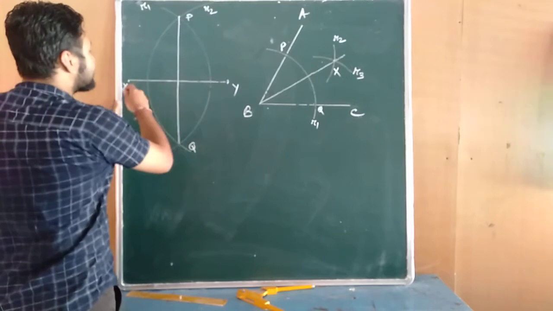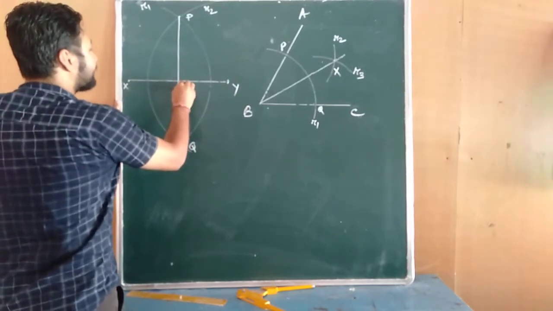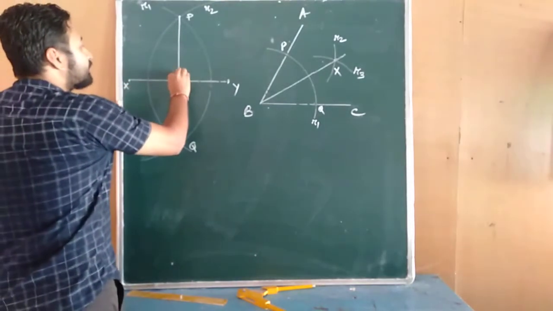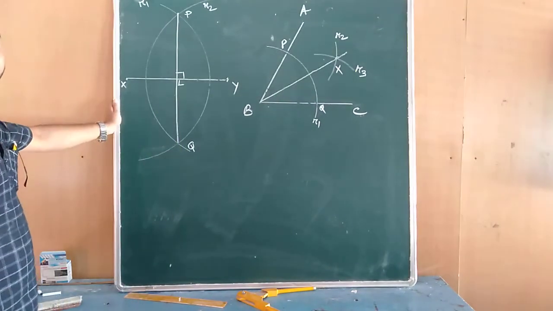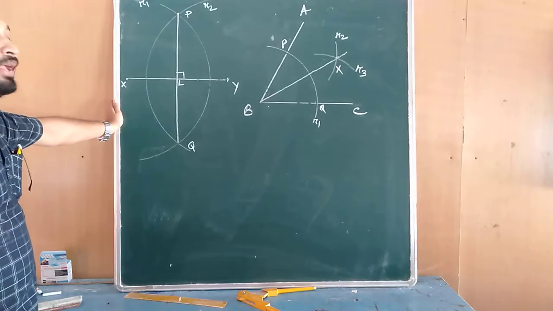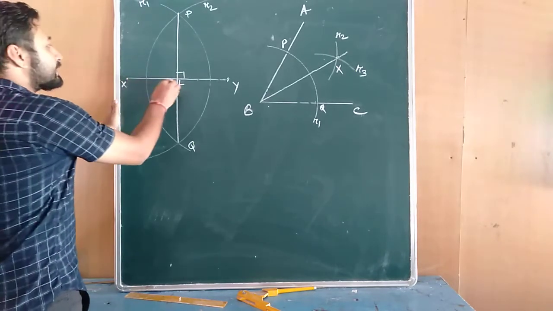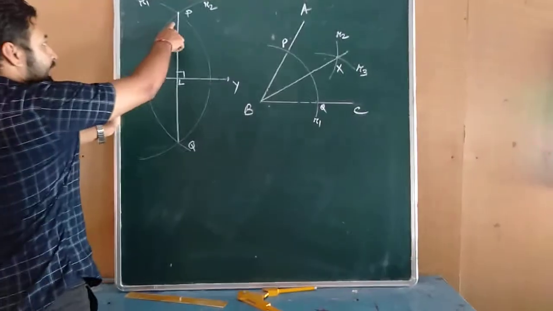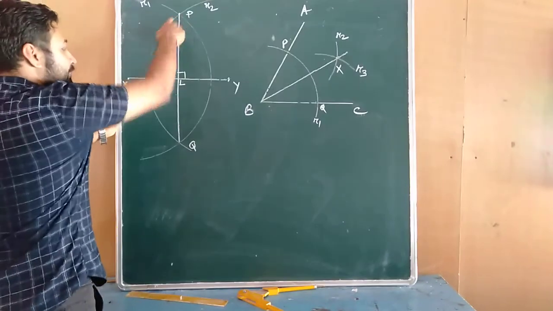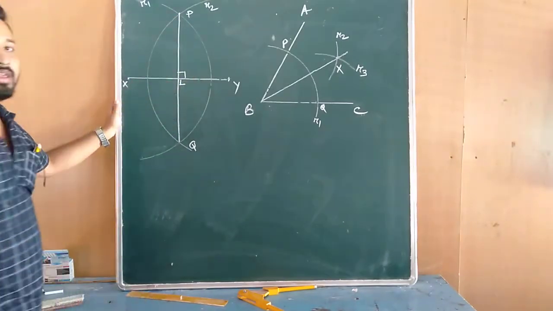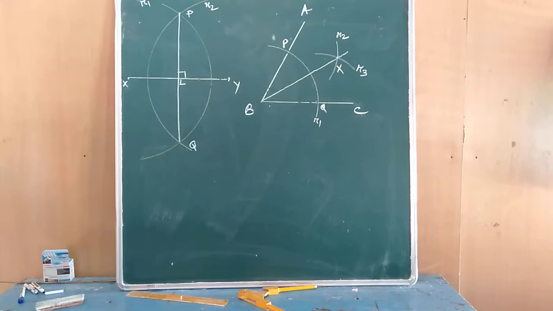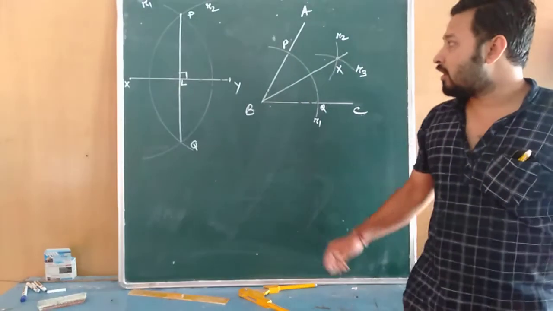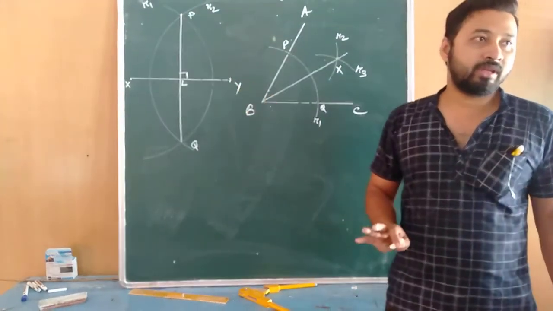PQ intersects XY at point, say, L. So this PQ is the perpendicular bisector of this line segment XY. That means XL is equal to YL, and this angle is 90 degrees. That means PQ is perpendicular to XY. So PQ is the required perpendicular bisector of the line segment XY. Understood?